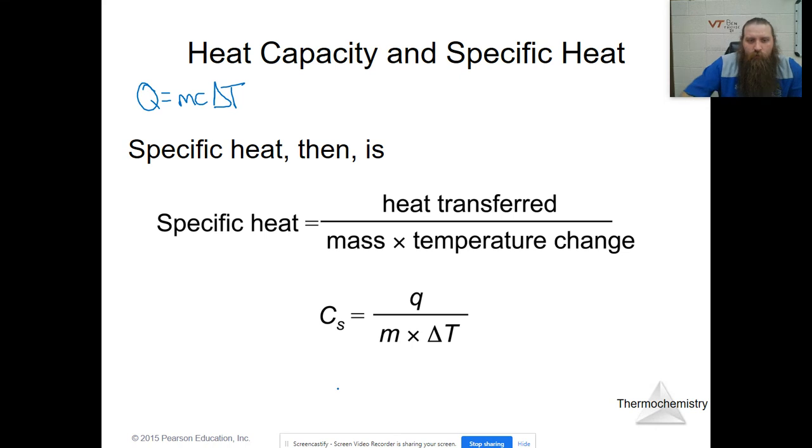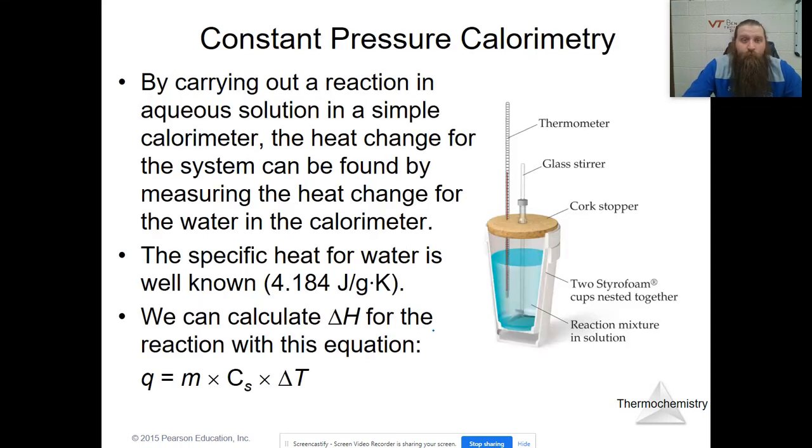Well, now we're going to rearrange it a little bit. We're going to say C sub S, which is specific heat. C is also specific heat, but C sub S is a more accepted notation. So C sub S equals Q divided by M times delta T. We just rearranged this equation to help us solve for specific heat. Know how to do that. Know this equation. Then when we do our calorimetry, we assume constant pressure, okay? We know the specific heat for water in the vessel is 4.184 joules per gram Kelvin, and because of that, we can figure out delta H for whatever reaction we have going on in there.